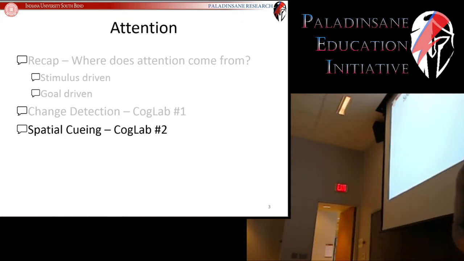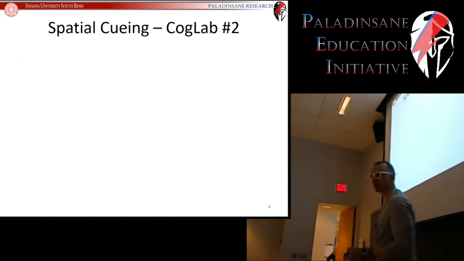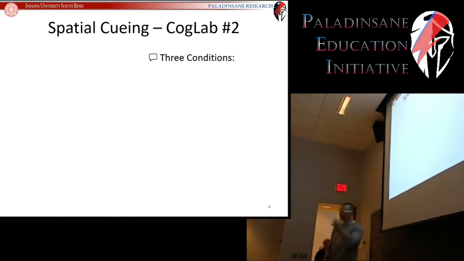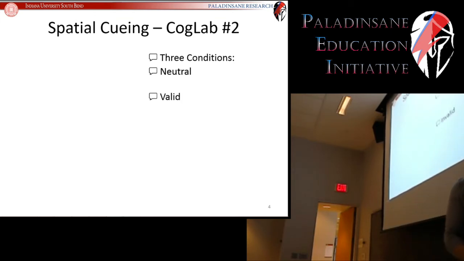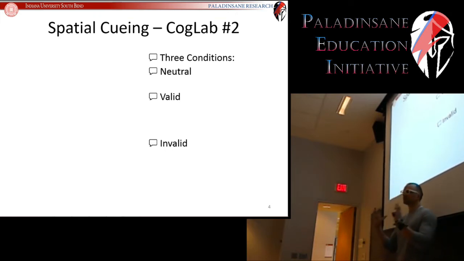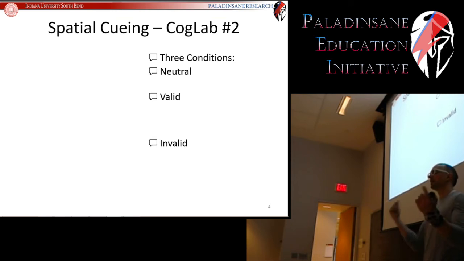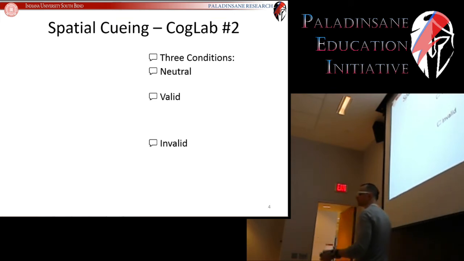All right, so the spatial queuing CogLab. In this CogLab, we had 3 conditions: a neutral condition, a valid condition, and an invalid condition. It was all about how quickly you could detect a particular target. You were staring at a screen, and then a target would pop up, and you had to indicate when you saw the target, and then measure your response time.